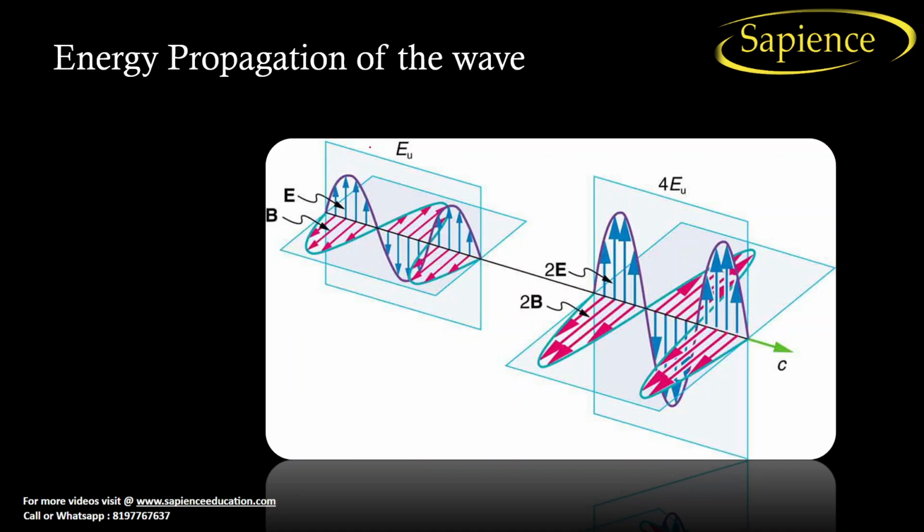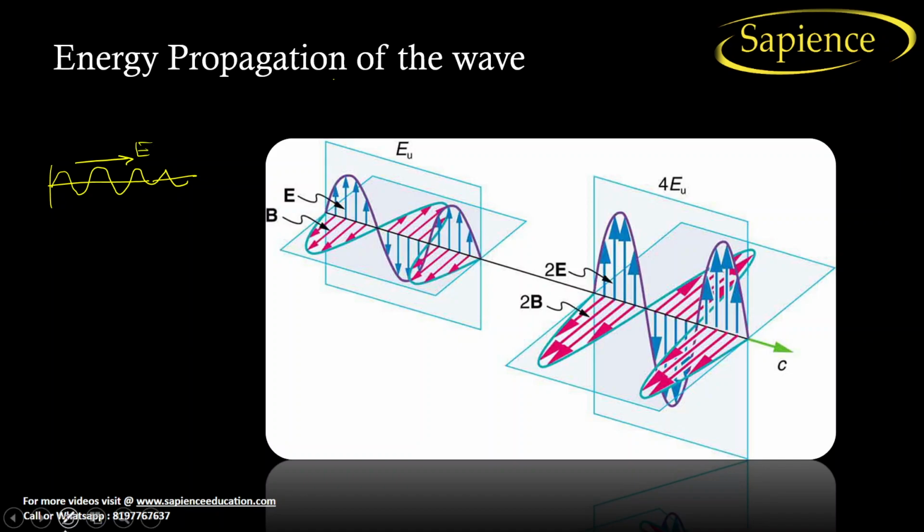Good evening, students. So I am going to discuss energy propagation of the wave. We have already discussed the nature of the wave and the equation of the wave in the previous class. Today I am going to discuss how energy is propagated by the wave. As you know, the wave is like this. When a wave goes from one place to another, there will be a direction of energy propagation.